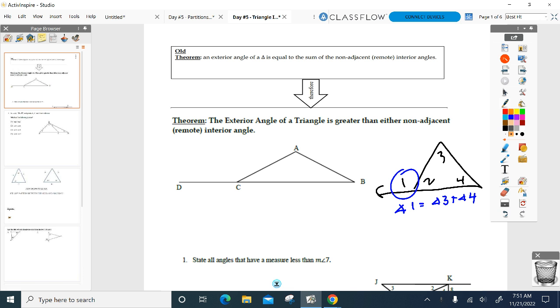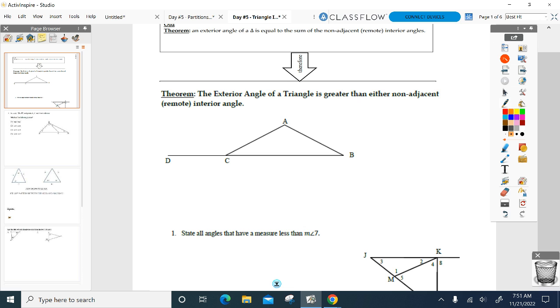Here's what I'm going to do today. Well, if angle 1 is equal to 3 and 4 added up, everyone agree with this statement that angle 1 has to be bigger than angle 3 all by itself? If 1 is equal to 3 and 4 added up, 1 should be bigger than 3 by itself, and it should be bigger than what? 4 by itself. All in agreement? So that's what this first theorem is saying here. The exterior angle of a triangle is bigger than either of the two remote interiors.